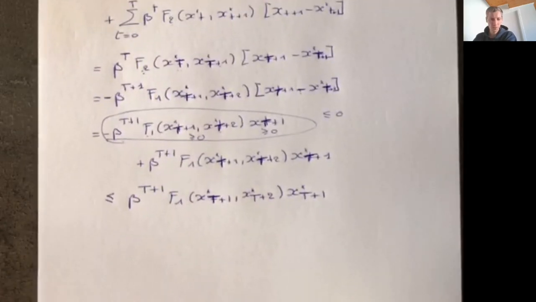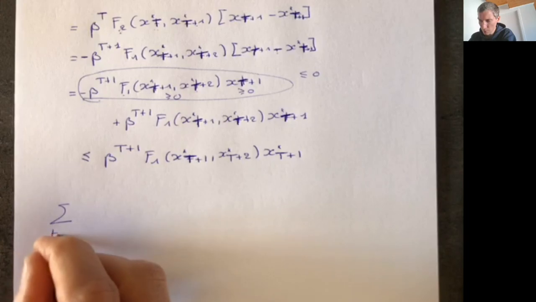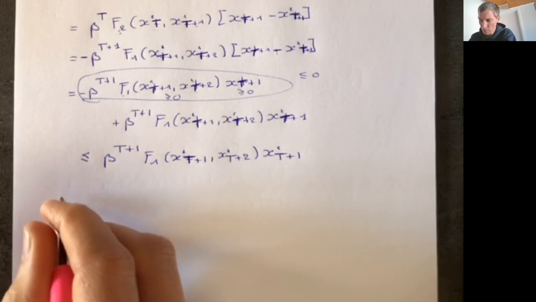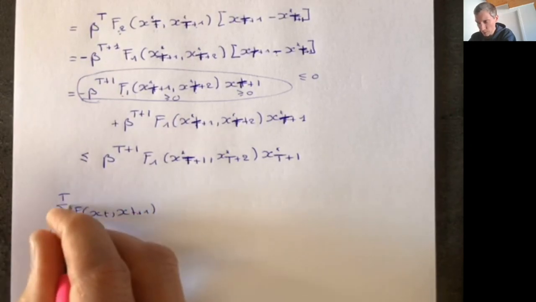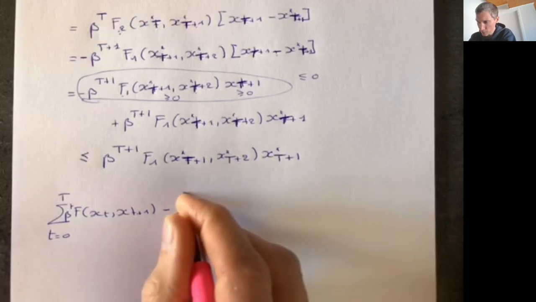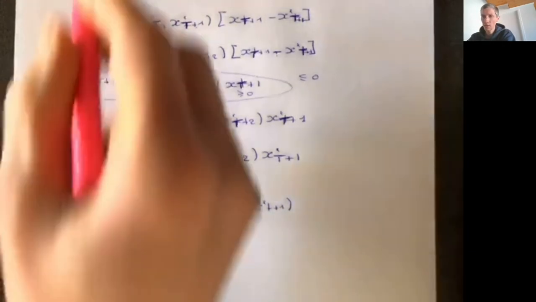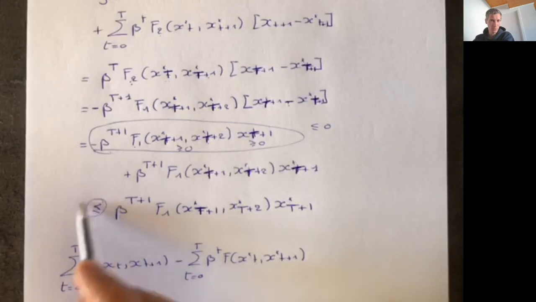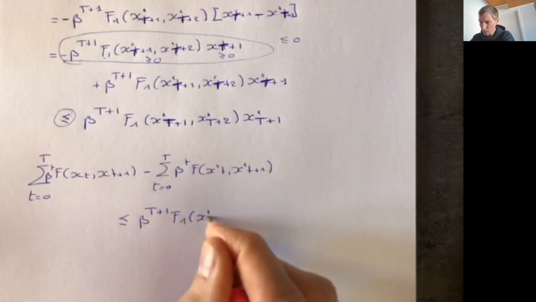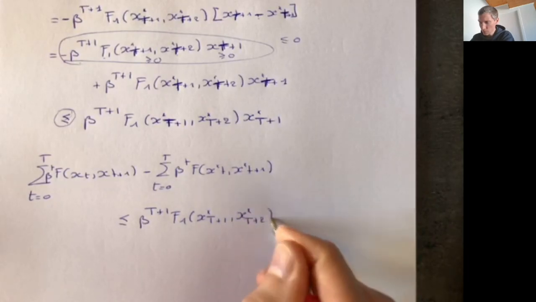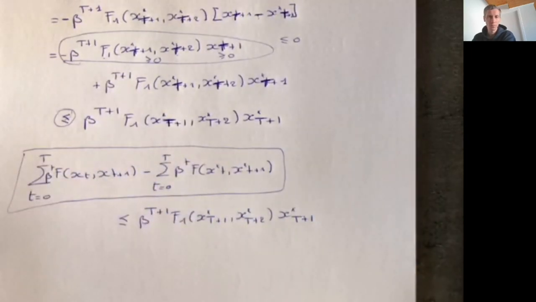So in the end, remember where I started from. I had the problem: the sum from t equal to 0 to T of f of x t plus 1 to the power beta t, minus the sum from 0 to T of beta to the power t f of x star t plus 1. Then I had a sequence of derivations with some less than or equal signs in between. So this difference here is less or equal to beta T plus 1 f1 of x star T plus 1, x star T plus 2, times x star T plus 1. And I would like this to be less or equal to 0 when T goes to infinity.